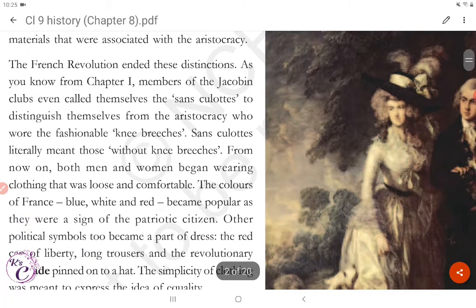The French Revolution ended these distinctions. As you know from Chapter 1, members of the Jacobin clubs even called themselves the sans-culottes to distinguish themselves from the aristocracy who wore the fashionable knee breeches.